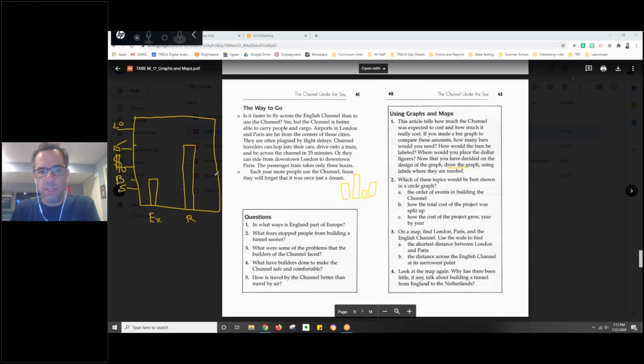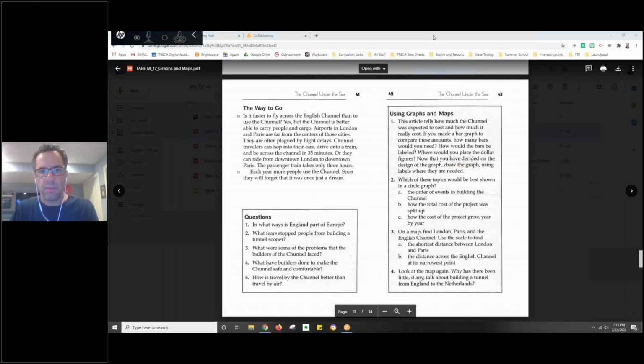So number 2 says, which of these topics would be best shown in a circle graph? The order of events in building the channel, how the total cost was split up, how the cost of the project grew year by year. Well, order of events probably would not be the best for this. And let me clear off the stuff here and we'll pick another color. Order of events just doesn't make sense for a circle graph.